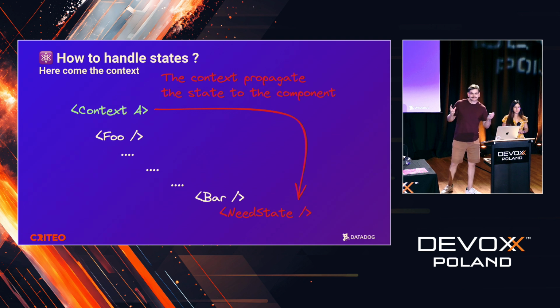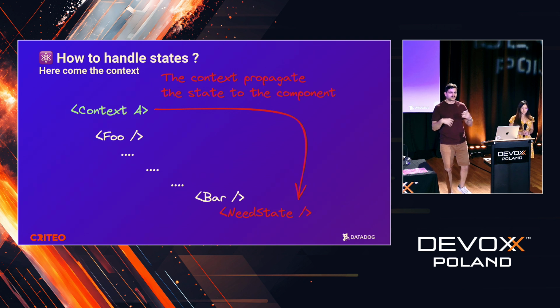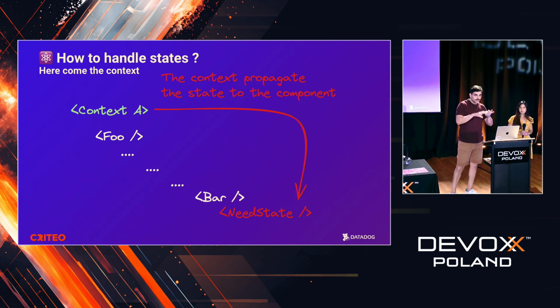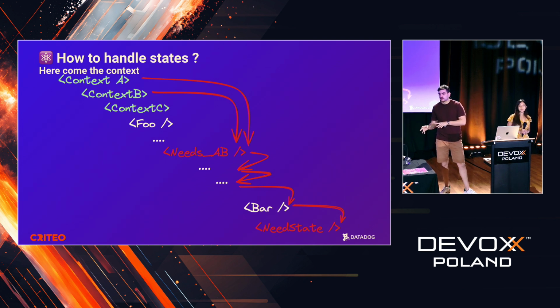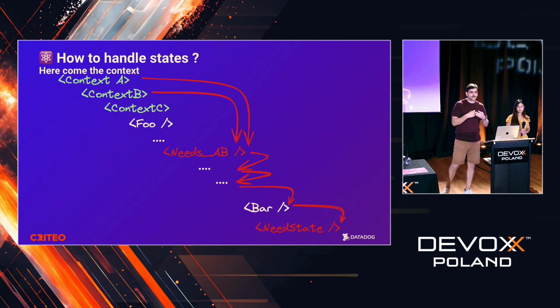So what we basically do is put some context, or maybe use some state management like Redux. The context will propagate the state directly to the components that need it, avoiding re-rendering the child components. But at some point, you will have multiple contexts for multiple states, and some components will need multiple contexts and multiple states to be rendered. And so every time your context changes, you end up with the same problem. You will render all the child components.